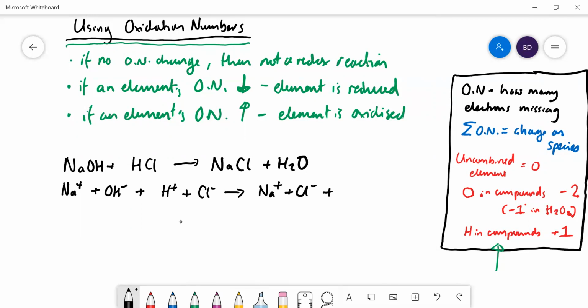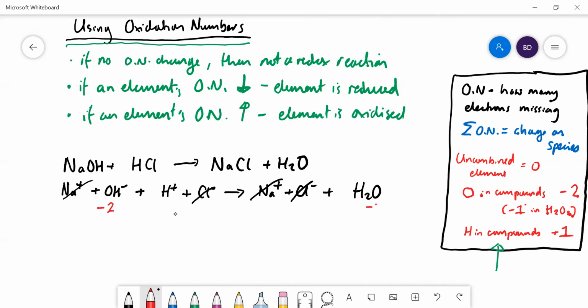Now, I see loads of people here will start breaking the H2O down into ions. Well, of course, it's a covalent compound, so don't do that. So it's just H2O. Spectator ions, as usual: sodium doing nothing, and also the chloride ions doing nothing here as well, so we'll get rid of those.